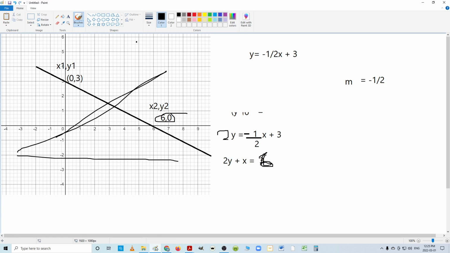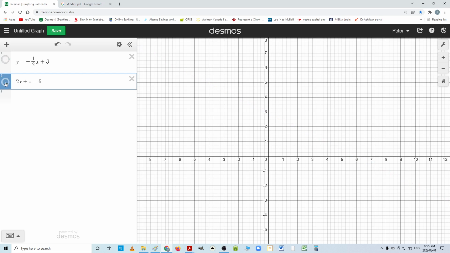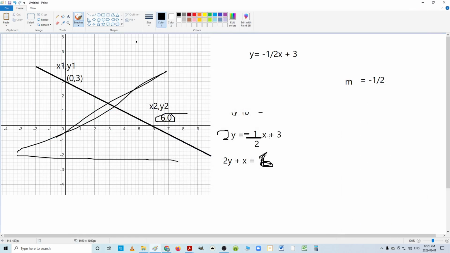There we go. So now if we go back, notice that Desmos made it clear to me that I made a mistake. So these are the same line because they are the same formula. Even though I multiplied everything by 2 and rearranged it, they are the exact same formula. So that's a skill you'll need.